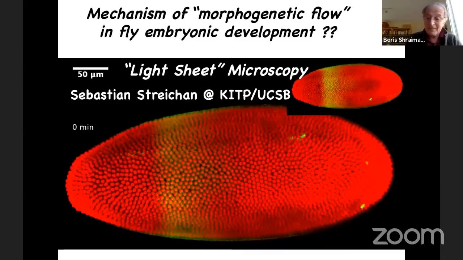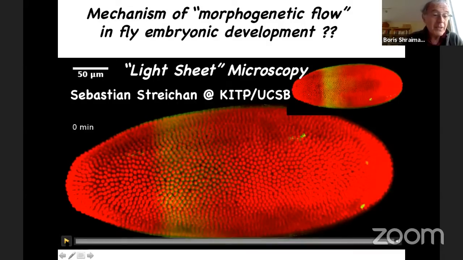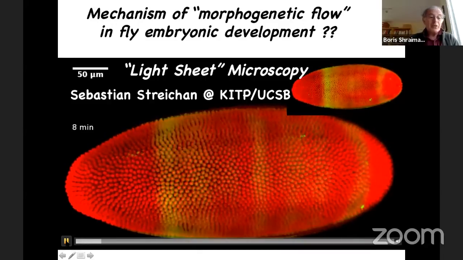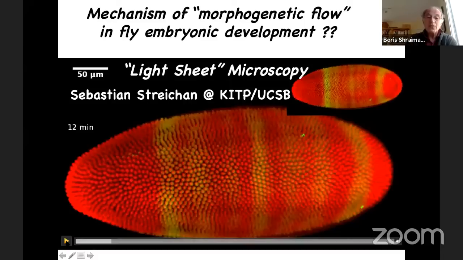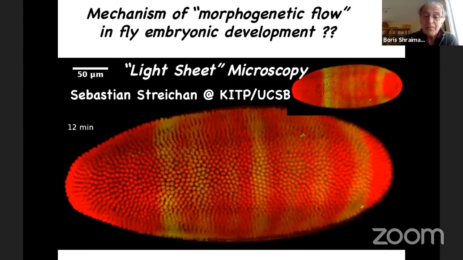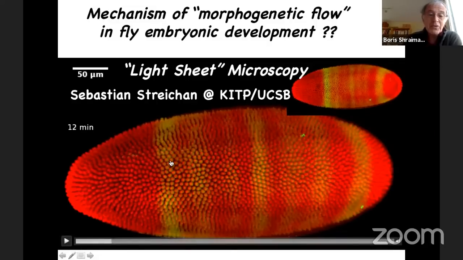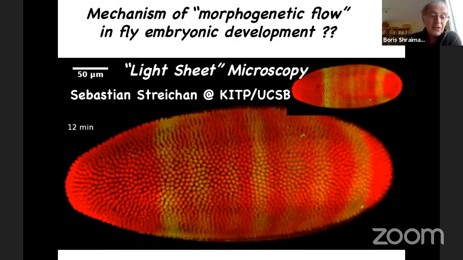So normally, I would give a longish introduction into this. There's no time, so I'll just try to play a little movie, which starts with the very first events in the development of a fly embryo. And these first events involve expression of genes in interesting spatial patterns. In particular here, you're beginning to see the expression of Eve stripes. Now that's some important developmental gene. But the next thing you're going to see is a massive rearrangement of cells.